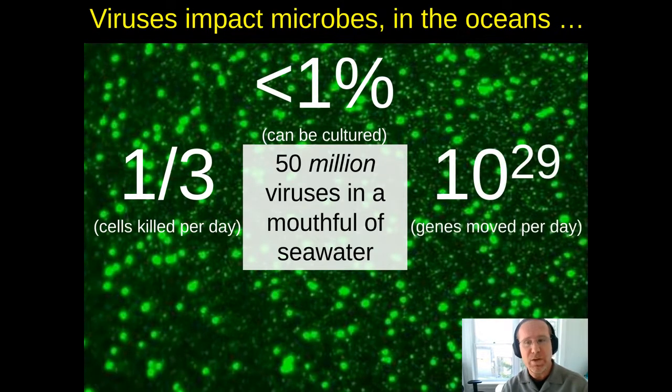And when we do other kinds of experiments to look at gene flow or viruses moving a gene from one cell type to another cell type, like antibiotic resistant genes, for example, we see that there's a huge number of genes moved per day, 10 to the 29th genes moved per day. In fact, these virus numbers in the oceans and on the planet are so big, there's thought to be 10 to the 31 viruses on the planet. And if you put these tiny viruses end to end, they would stretch light years away from Earth. So these are really big numbers.